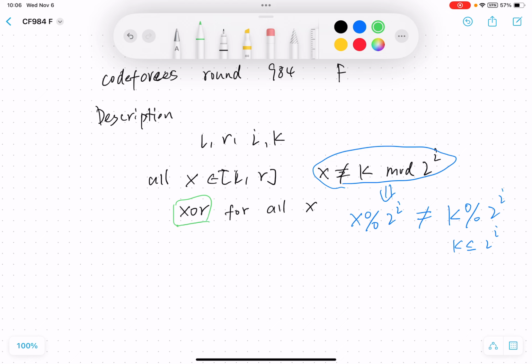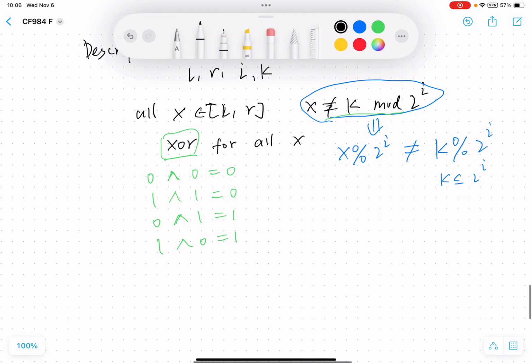For the XOR part, it is a binary operation. For example, 0 XOR 0 equals 0, 1 XOR 1 equals 0, 0 XOR 1 equals 1, and 1 XOR 0 equals 1. This is the explanation of the XOR operation. So we need to find all x that meet this requirement and XOR them. Okay, this is the description of the problem.